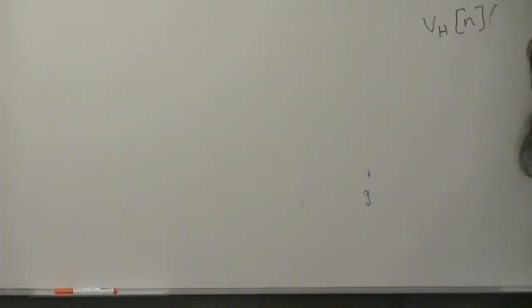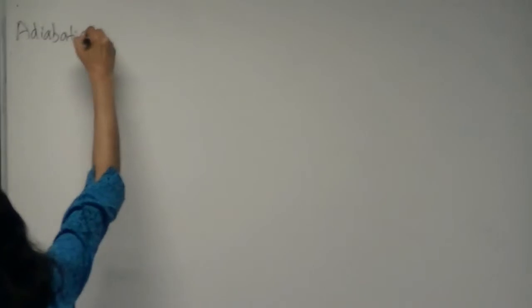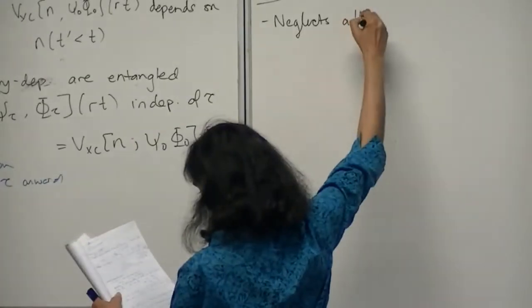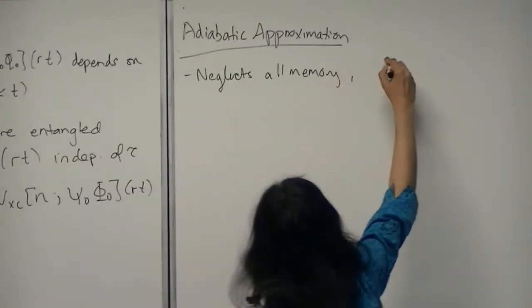I'll tell you first about what most calculations do, the adiabatic approximation, and then I'll tell you about some attempts to go beyond that. Any questions before I keep going? Okay, so what do we do? Well, most calculations do an adiabatic approximation, where all of the memory dependence is neglected. So it neglects all memory.